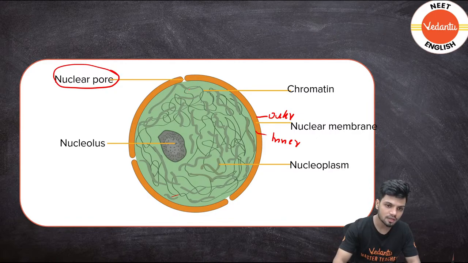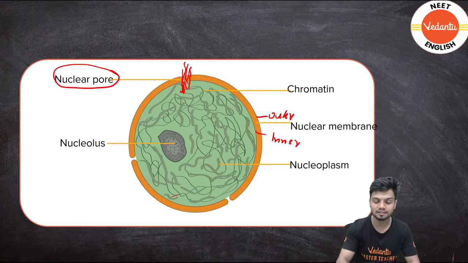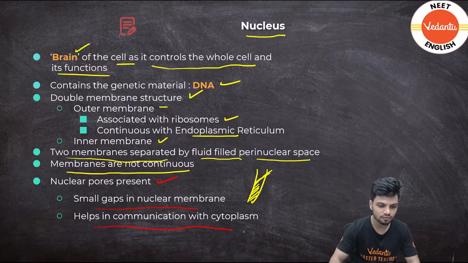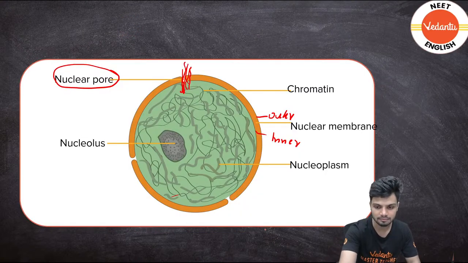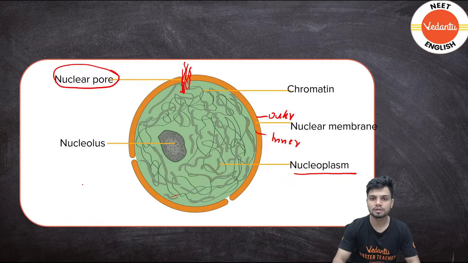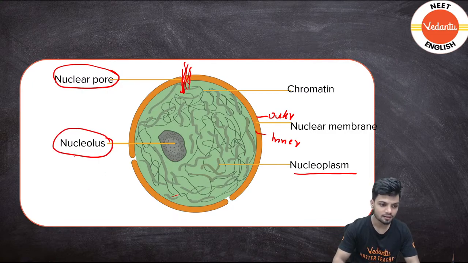Why? Because the transportation in and out of the nucleus should happen, right? The transportation in and out of the nucleus happens at the nuclear pore. So, nuclear pores are present. Small gaps in the nuclear membrane help in communication with the cytoplasm. And inside, the matrix of your nucleus is called nucleoplasm. And inside the nucleus, the large, central, very prominent structure is called the nucleolus.